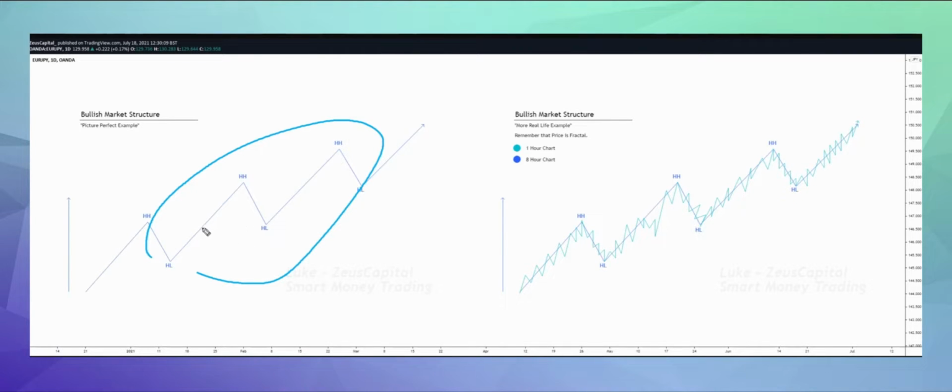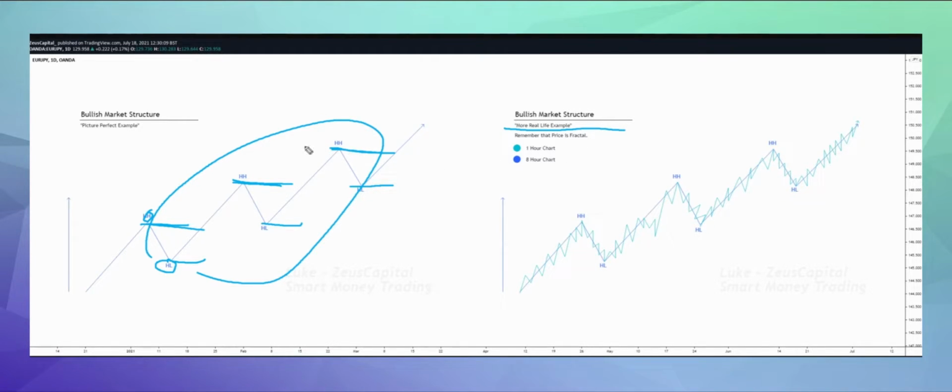So again, in a quick recap, this HH is a higher high, HL is a higher low. As long as price is moving to the upside and not breaking below the previous higher lows, we're still in bullish market structure, and it's also breaking structure to the upside. I'll cover what break of structure is, and type 1, type 2, and type 3 break of structure, in a different video.